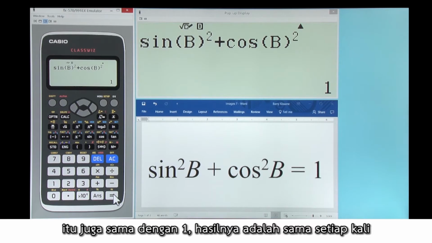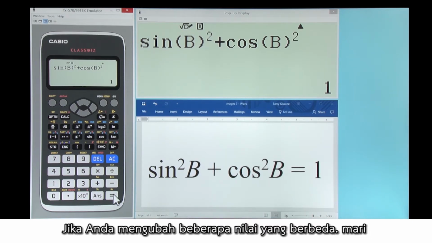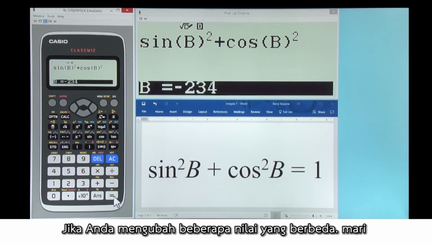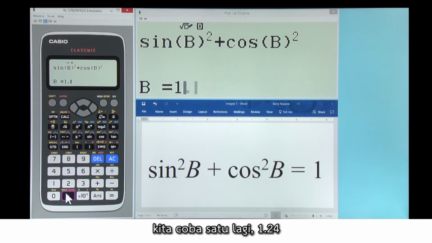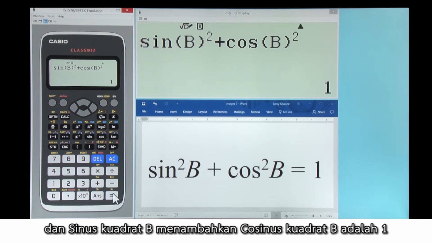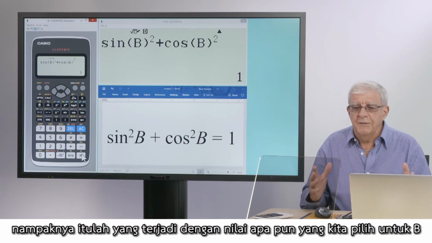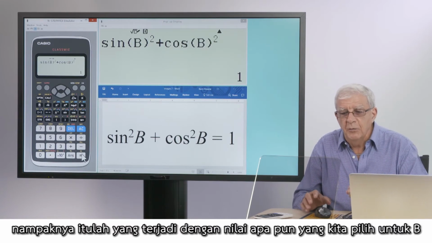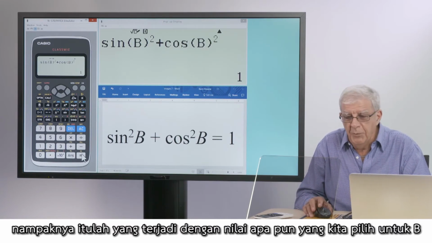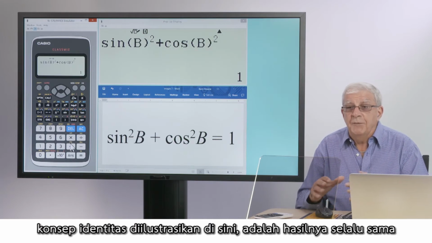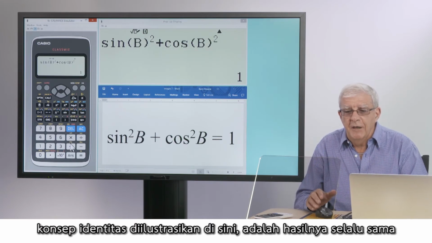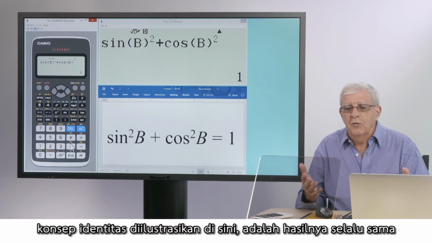The result seems to be the same each time. Let's try one more, 1.24, and the sine squared b add cosine squared b is 1. It seems that that's the case whatever values we choose for b. The concept of an identity is illustrated here. It's the same result all the time.